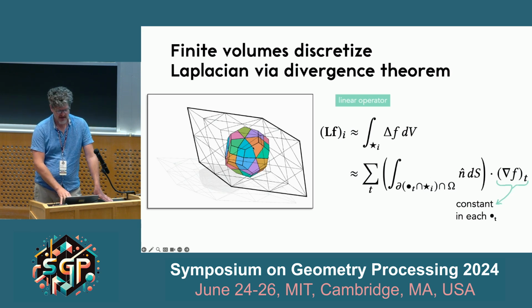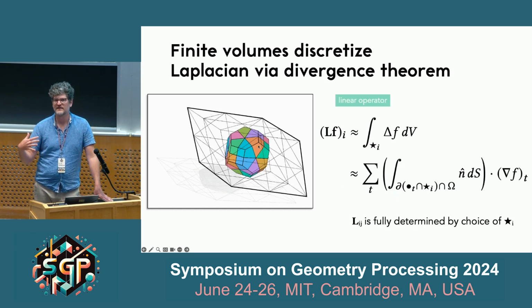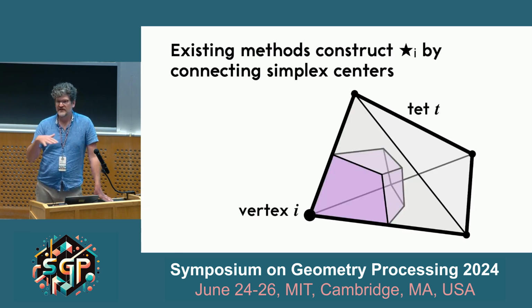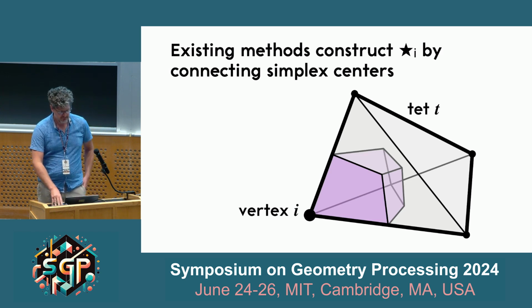And this allows us to pull the integral outside. And now if we have a closed form expression, or if we have an expression for the surface here, we can compute this contribution directly. And each of the pieces here just represents a chunk of the surface, or the colored faces that you're seeing here. And at this point, now the Laplacian is fully determined if our local volumes have been determined. So that's great. So let's look at different ways of choosing these finite volumes.